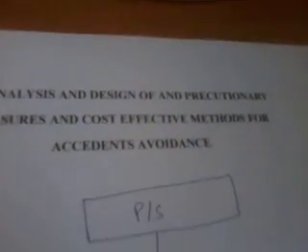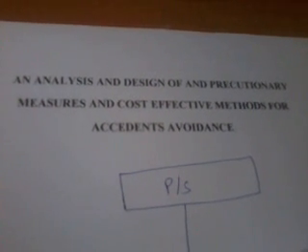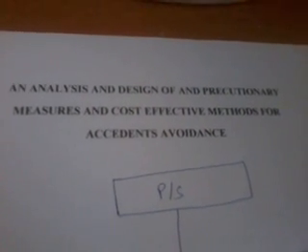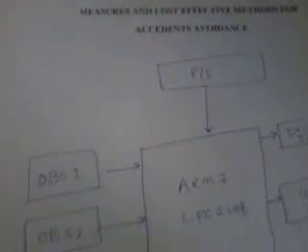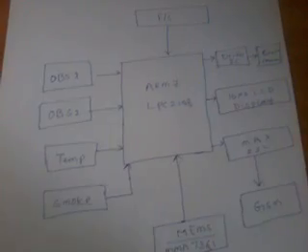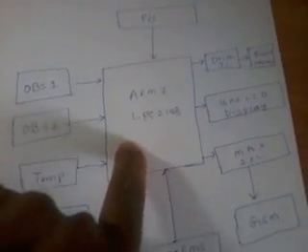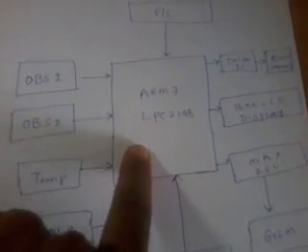So the project title is an analysis and design of precautionary measures and a cost effective method for accident avoidance. This is mainly for the car avoidance system. In this project we are using an ARM7, a 32-bit LPC 2148.